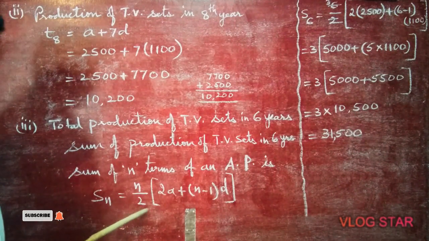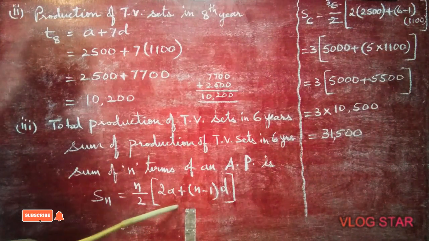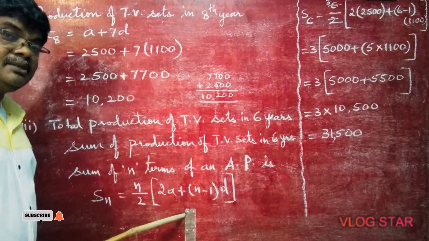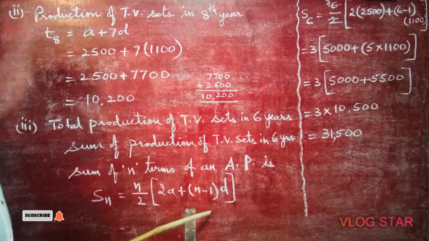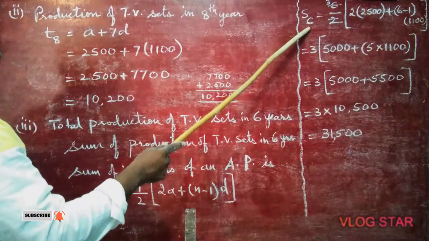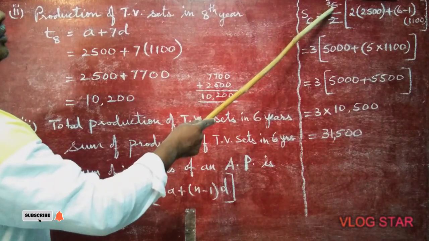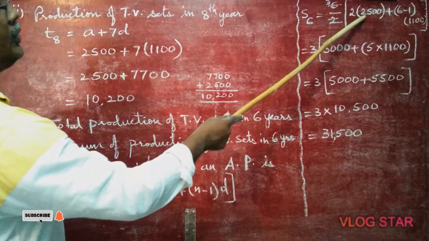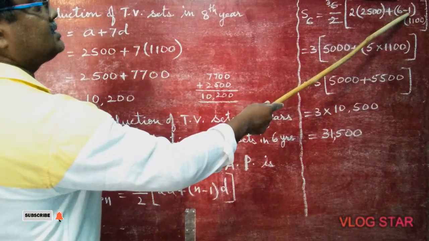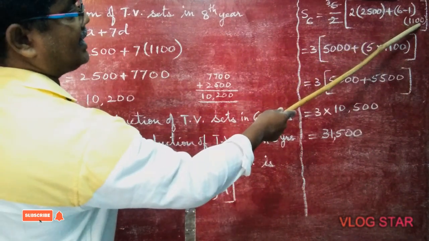Sn is equal to n by 2 into 2a plus n minus 1 into d. Here we are not using n by 2 into a plus l. Why? The first term is there but the last term is not there. When the last term is not there, we have to use this formula. Now S6. What is the meaning of S6? Sum of 6 terms of an AP. Now n by 2, 6 by 2, into 2 into a, a means 2500, plus 6 minus 1 into 1100.